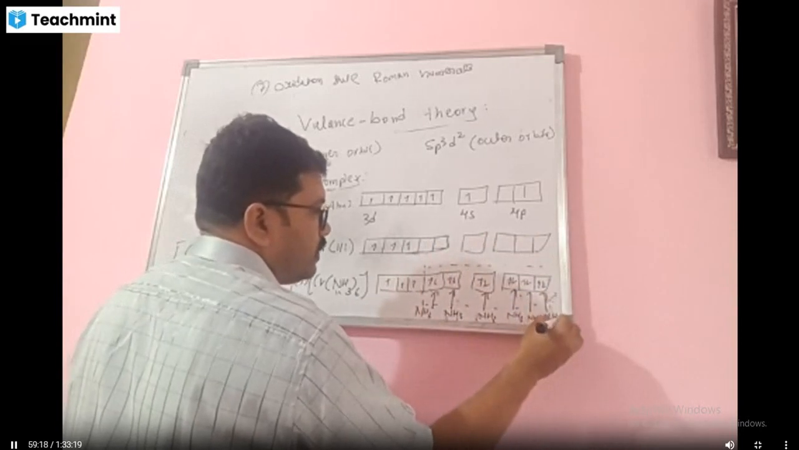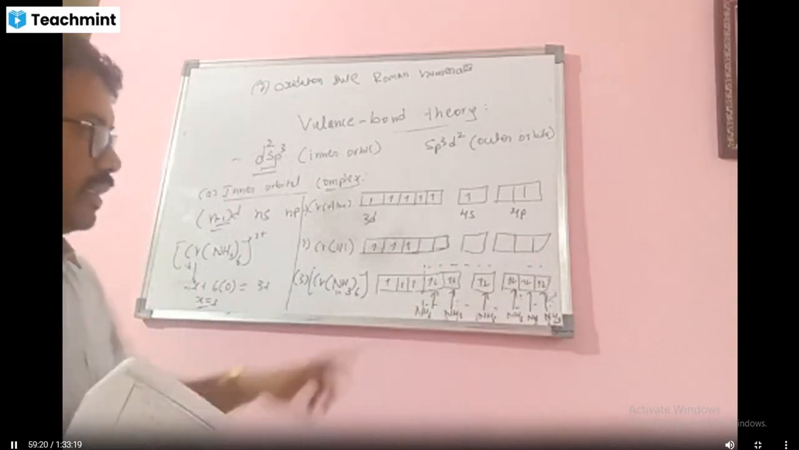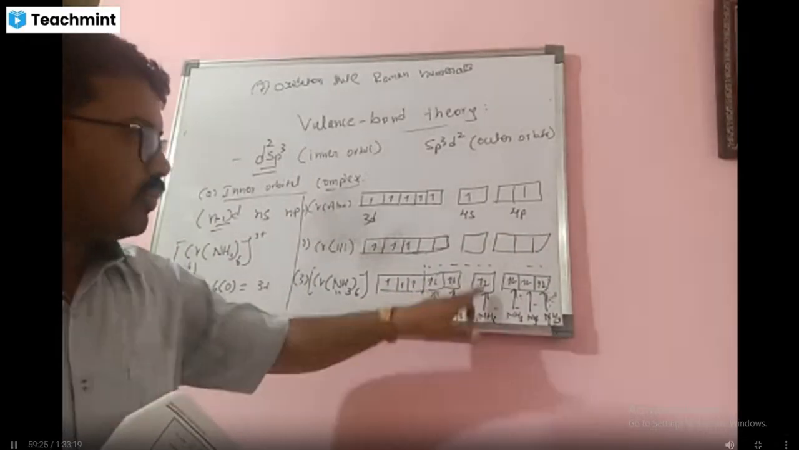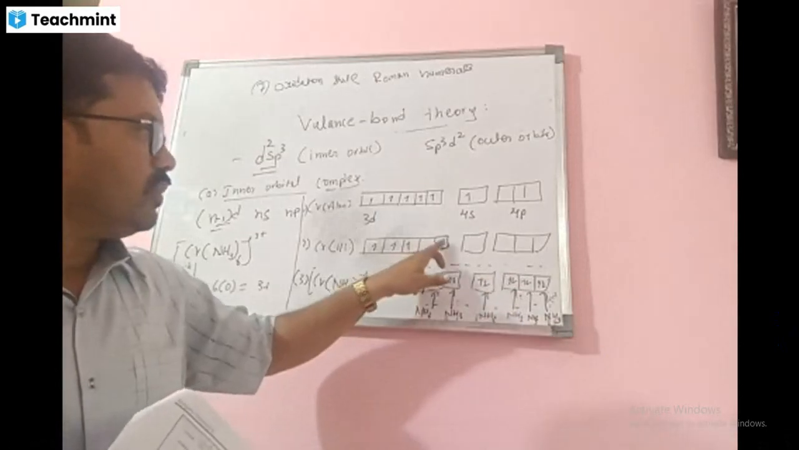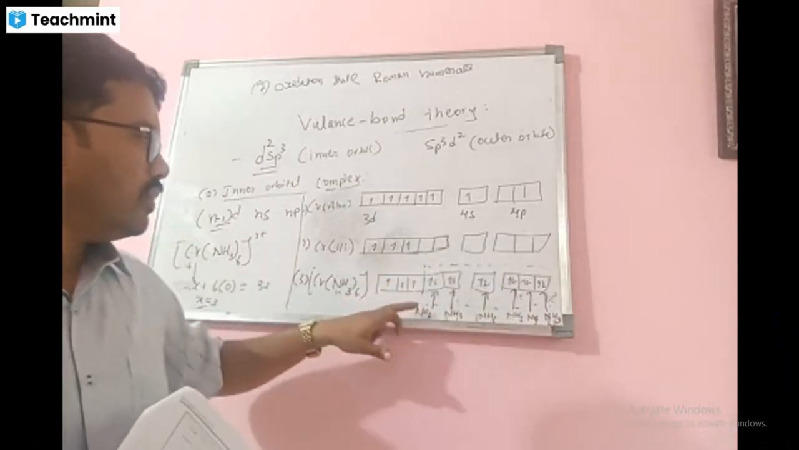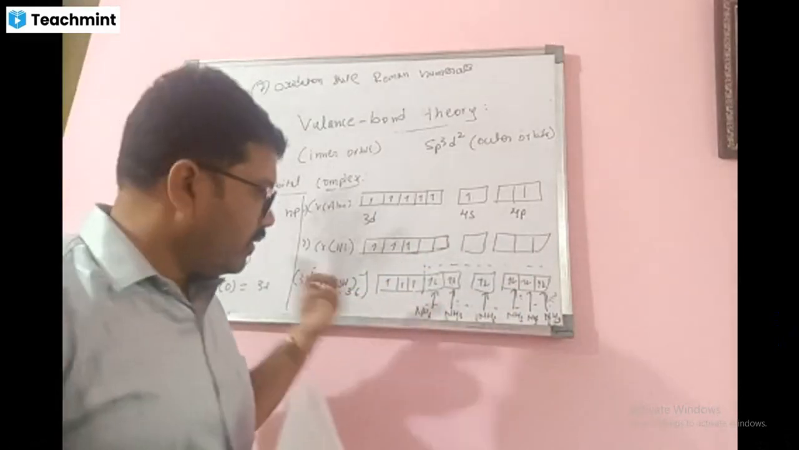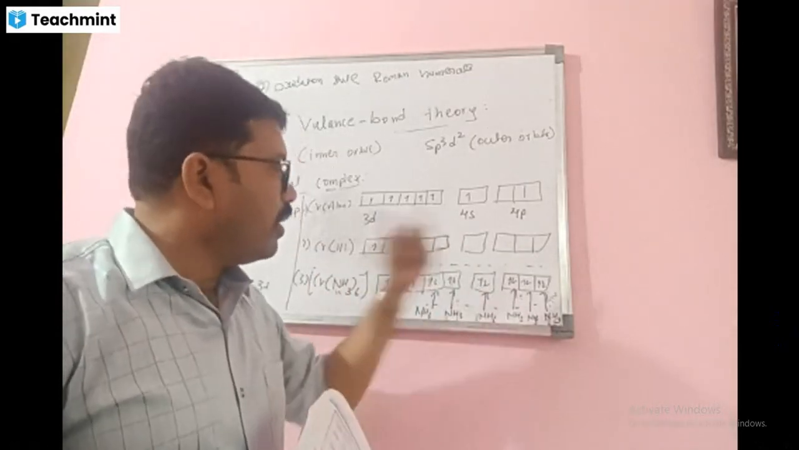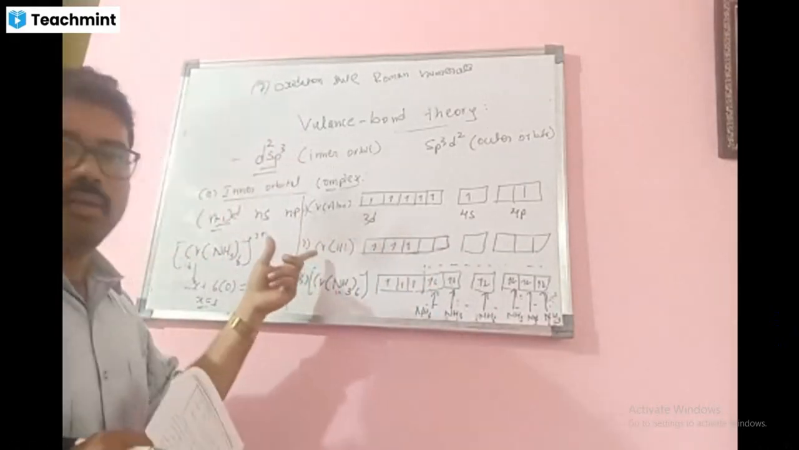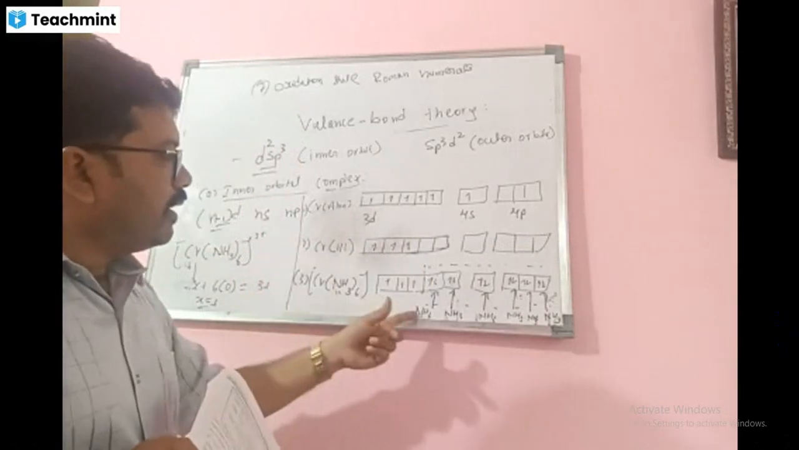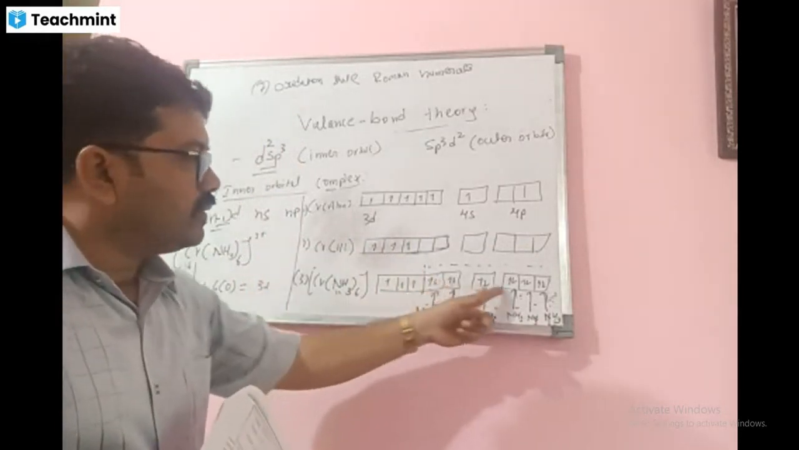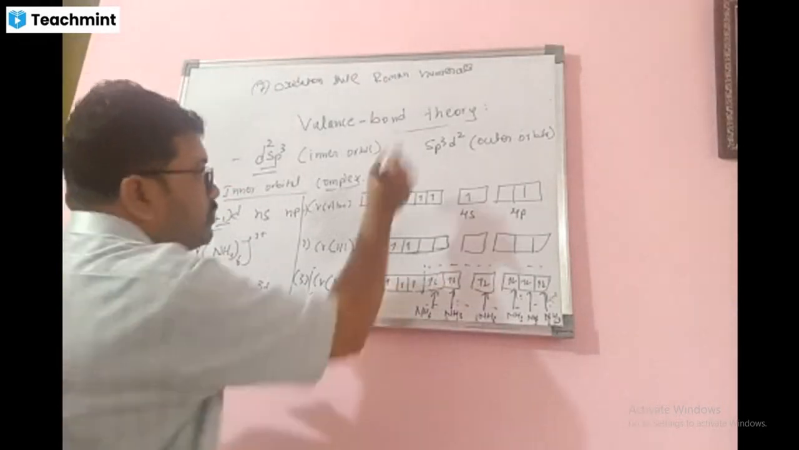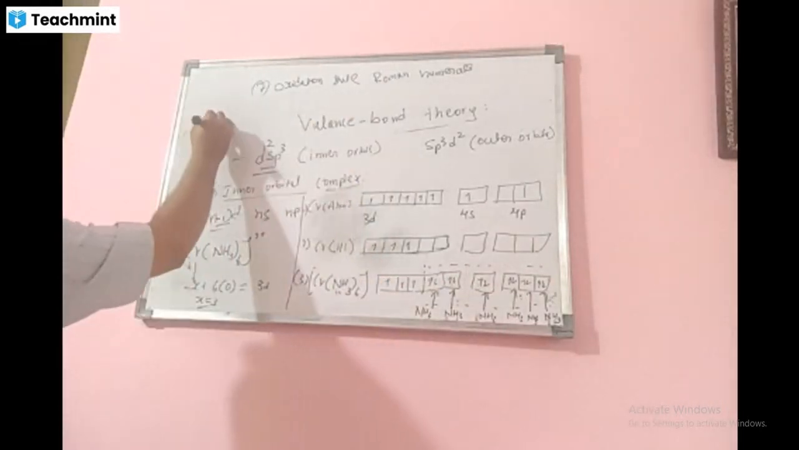And this is the bonding. See, 1, 2, 3, 4, 5, 6. So what does each ligand do? It donates a pair of electrons towards the empty orbitals of the metal. The ligand donated two electrons to the metal.